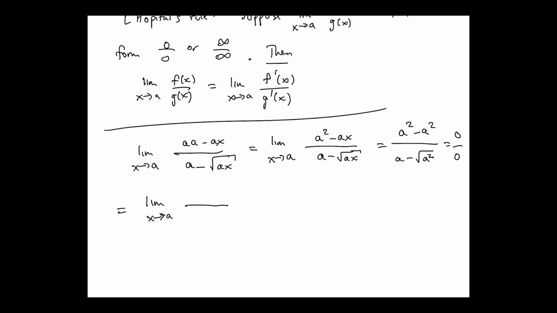When I do this, what is the variable? It's x, and the reason is because x is approaching whatever, right? A I'm thinking of here as a constant. So the derivative of the top is just minus a, right? That's it. Okay, what about the bottom?